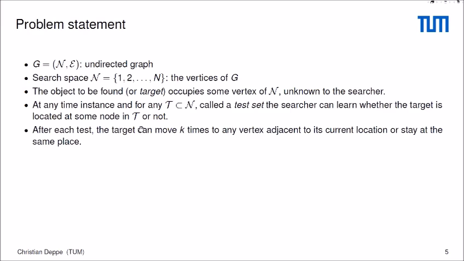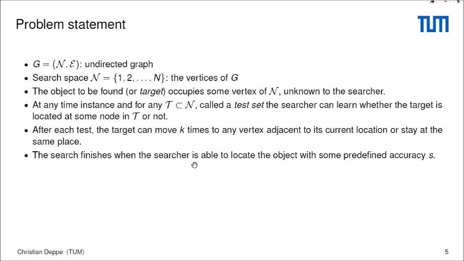And after each test, that's now the special thing, the target can move k times to any vertex adjacent to its current location, or it can stay at the same place. So it can move in the graph. So it can go from neighbor to neighbor, and after each test, it can move k times at most. And the search is finished when the searcher is able to locate the object with some predefined accuracy S.